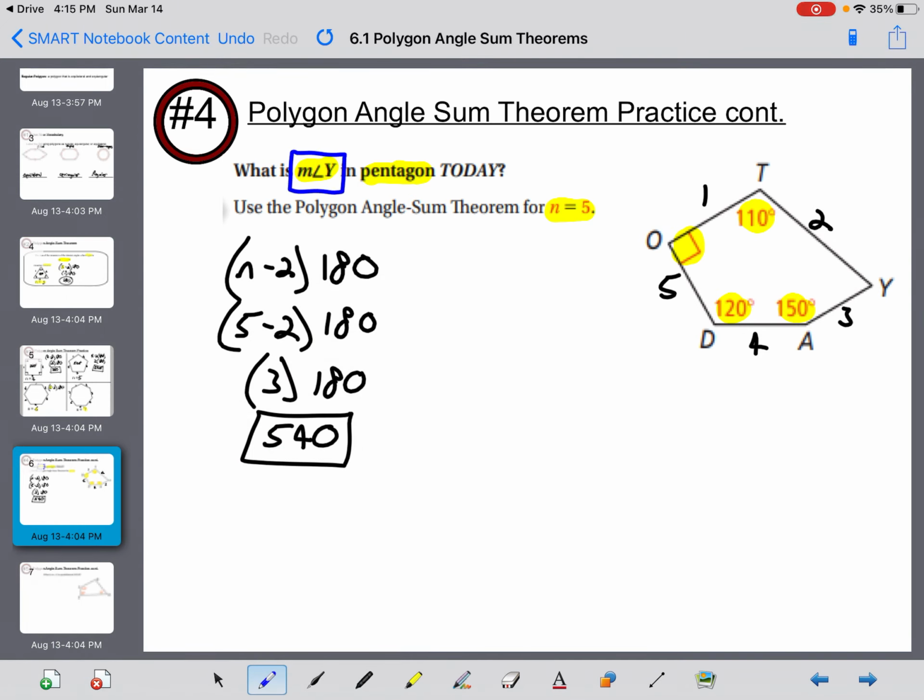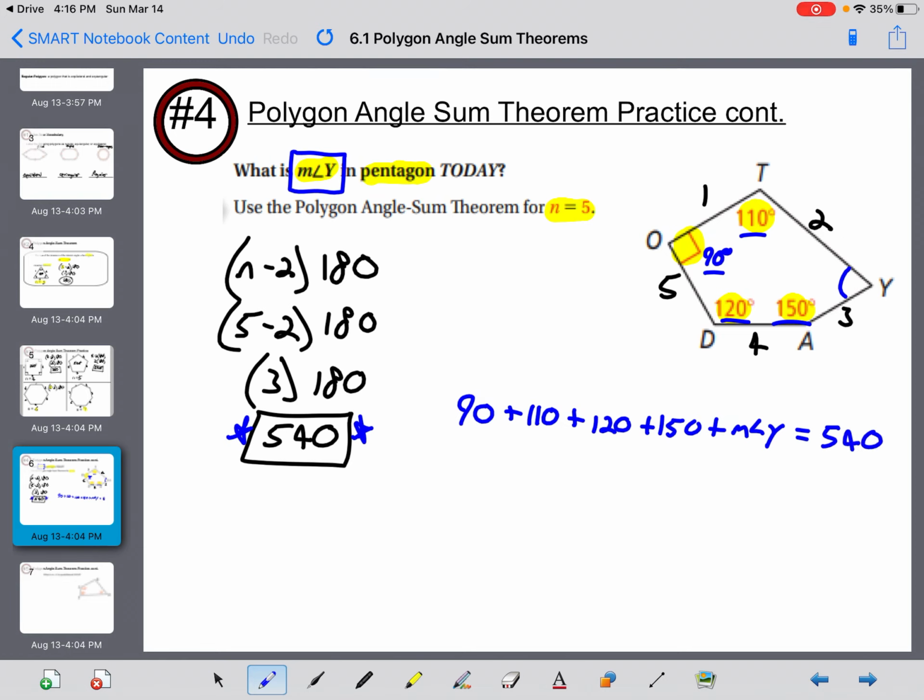the measure of angle y, which is right here. So what we should do is, first we need to know that this is a 90-degree angle, right? It's a right angle, so place a 90 next to your box. And now we're going to add up 90 plus 110 plus 120 plus 150 plus the measure of angle y. And that needs to equal 540 degrees.